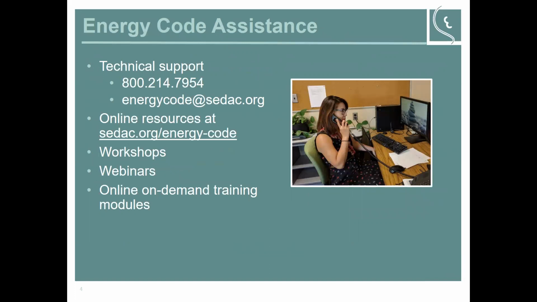So as far as some things that we offer, we do offer a technical support line, so that can be for building owners, energy code officials, design professionals, or anyone else who may have a question related to the Illinois Energy Code. That technical support line is an 800 number, or if you prefer, an email address, energycode@sedac.org.